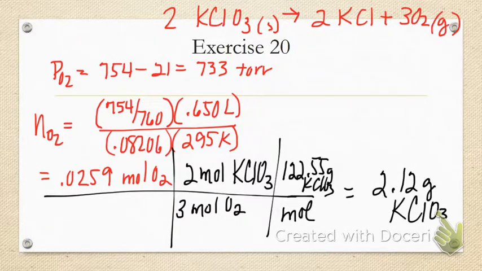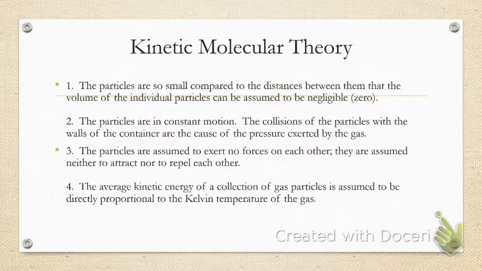So that brings us to the theory part at the end of the lesson. So we're talking about the kinetic molecular theory. The components of that are the particles are so small compared to the distance between them that the volume of individual particles can be assumed to be negligible or zero. Of course, the particles are in constant motion, and they are colliding with the walls of the container, which causes pressure, and then the particles are assumed to exert no force on each other. They are assumed to neither attract nor repel each other, and then the average kinetic energy is assumed to be directly proportional to the Kelvin temperature of the gas. Okay.